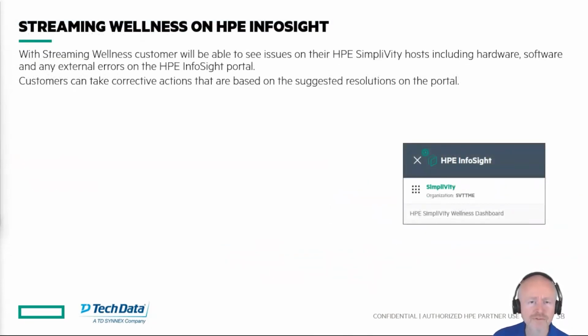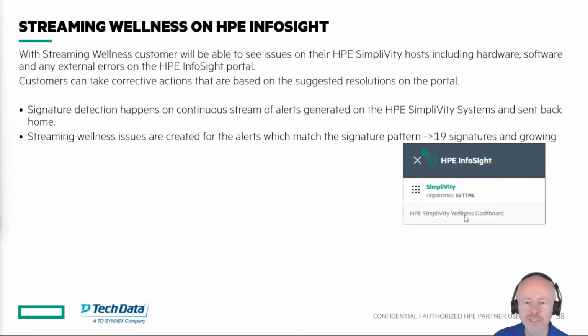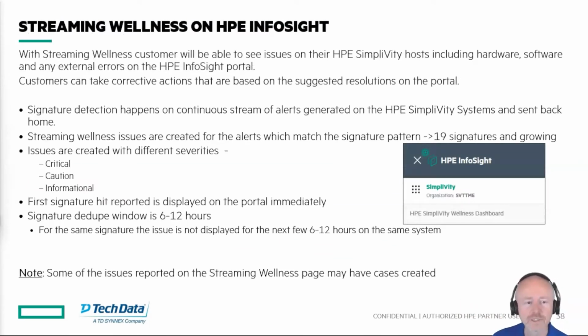Then I told you something about the streaming wellness and InfoSite. Now if you go to infosite.hpe.com and you go to SimpliVity, to the wellness dashboard, you will see that it is permanently sending the signatures of good or bad, yellow, red. Yellow is a warning, red is a critical alert. So now it goes in a much faster way. In the past, it took multiple hours before the real issue was displayed on InfoSite. So now this is much more aligned.